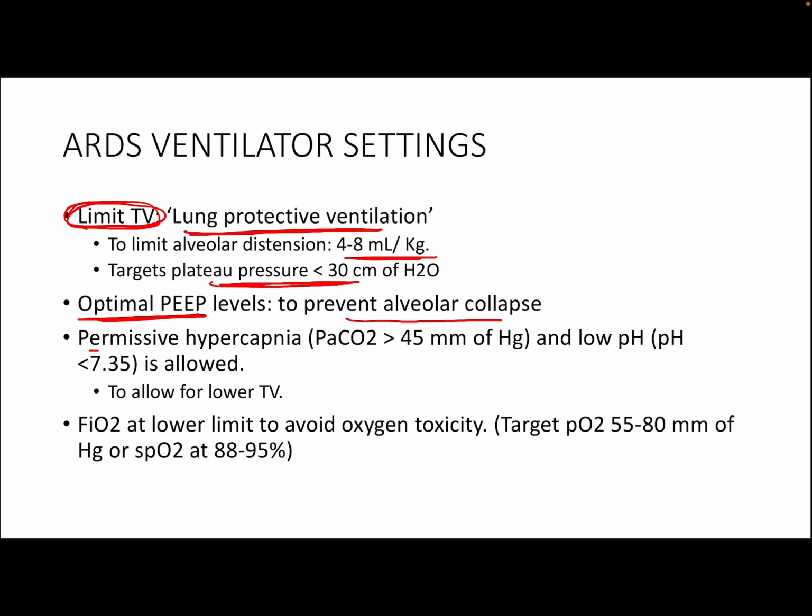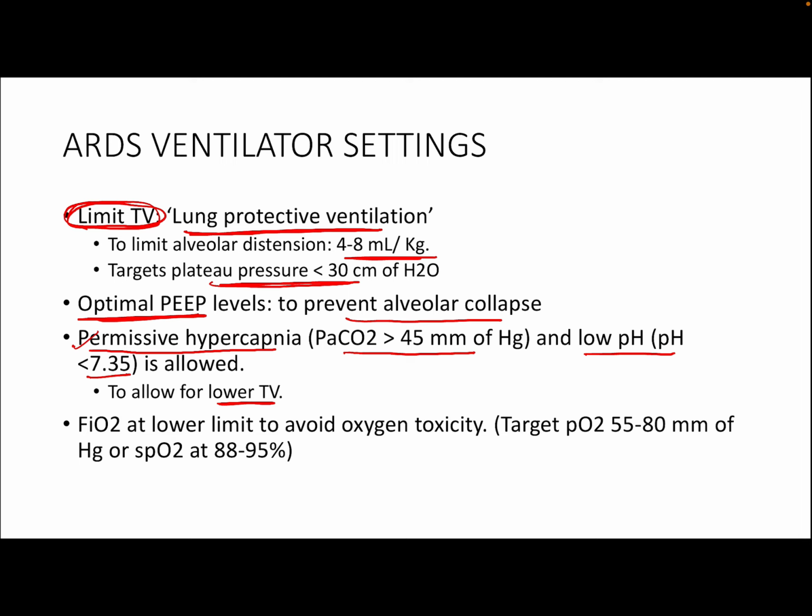Next is something called permissive hypercapnia. So you are actually allowing the PaCO2 to remain more than 45 millimeter of mercury and a low pH of less than 7.35. Why do you do that? This is to allow for a low tidal volume. Here we are allowing a certain amount of alveolar hypoventilation in order to prevent alveolar overdistension by a high tidal volume. So a permissive hypercapnia is allowed.